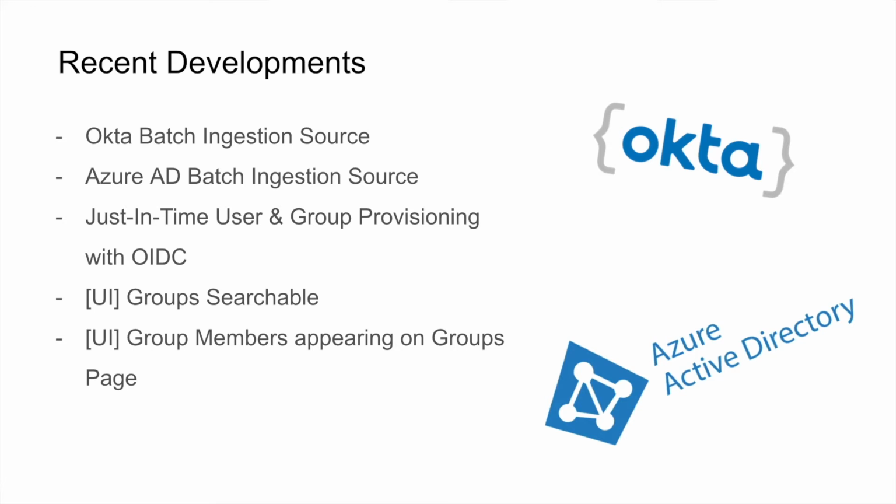We've also added just-in-time user and group provisioning, which I'll get into detail on in just a minute. At a high level, this means that when people log in, we will provision them as users, and their corresponding groups, if they do not already exist in DataHub at login time. We've also made groups searchable via the UI, and we've added group members on the groups page itself, so you can easily understand who is in a particular group.